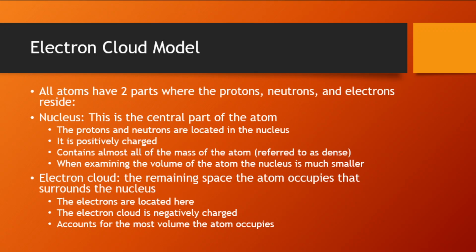Now, the electron cloud, like it sounds like, is a cloud where the electrons are found. Okay. So the remaining space the atom occupies that surrounds the nucleus, that is the electron cloud. So the electrons are located here. Of course, because the electrons are there, that means that the electron cloud is negatively charged. And the electron cloud accounts for the majority of the volume that the atom actually occupies. So the nucleus takes care of our mass component. The electron cloud deals with the majority of our volume component, or our space component.